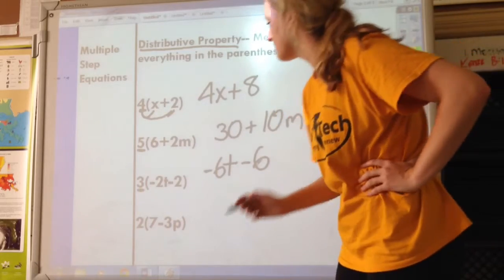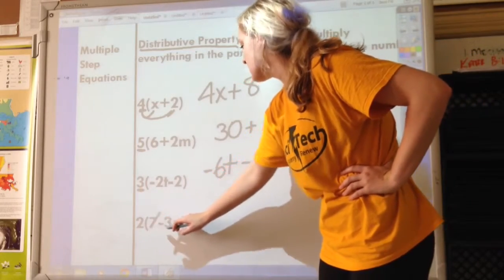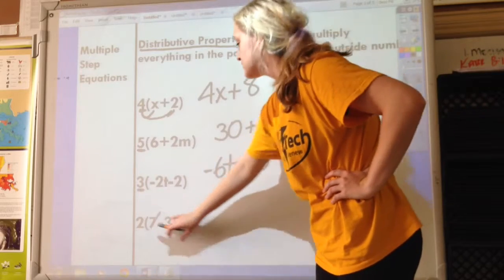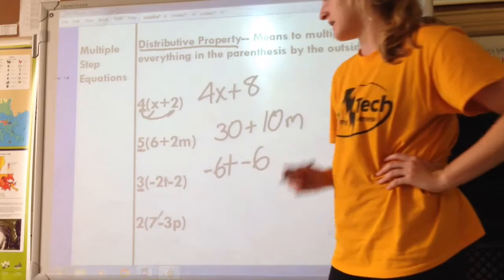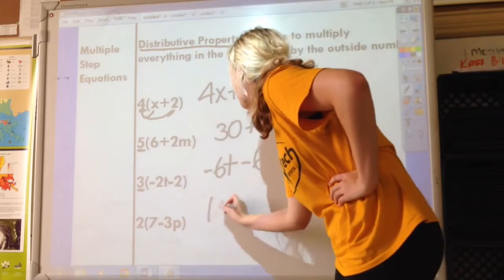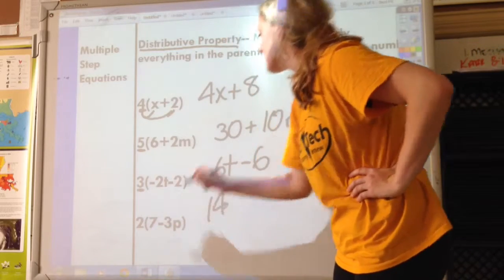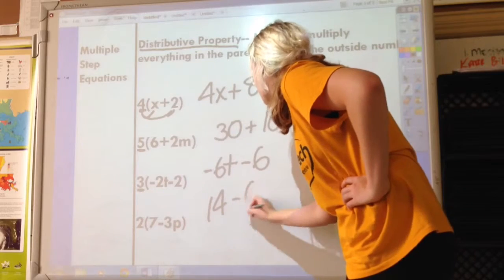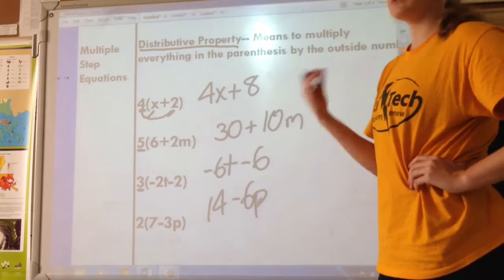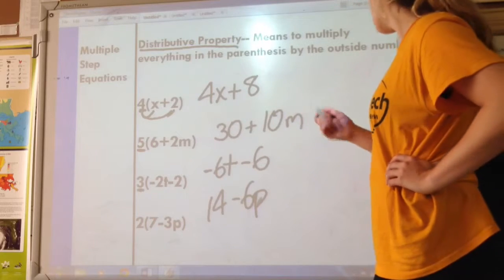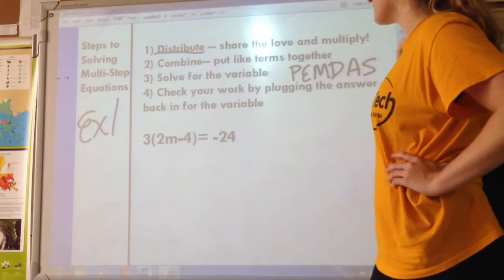Let's do one last one. If I have 2 and then 7 minus 3p, I know I have to distribute here. So I'm going to multiply 2 by 7 and then 2 by negative 3p. 2 times 7 is going to give me 14. And then 2 times negative 3p is going to give me negative 6p. So again, distributive property, super important that we understand this concept so we can solve equations. Let's do a real example.